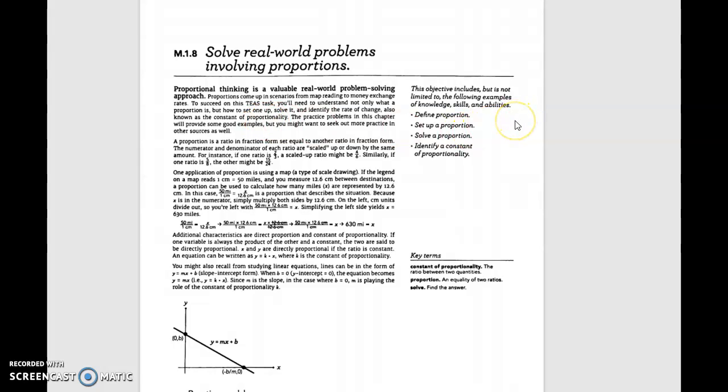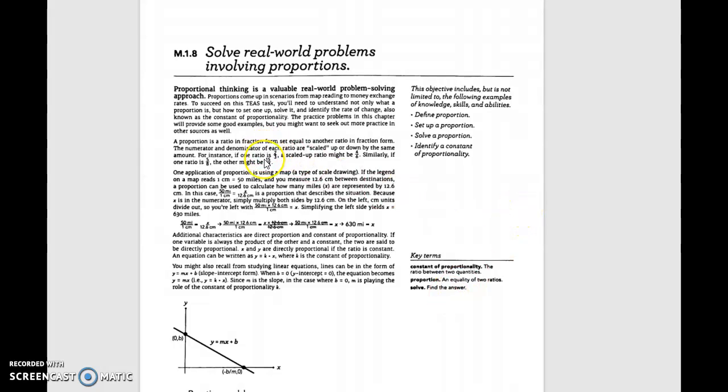So the objectives for this section are: we're going to define a proportion, set up a proportion, solve a proportion, and identify a constant of proportionality. The key terms: the constant of proportionality is the ratio between two quantities. A proportion is an equality of two ratios, and to solve is to find the answer.